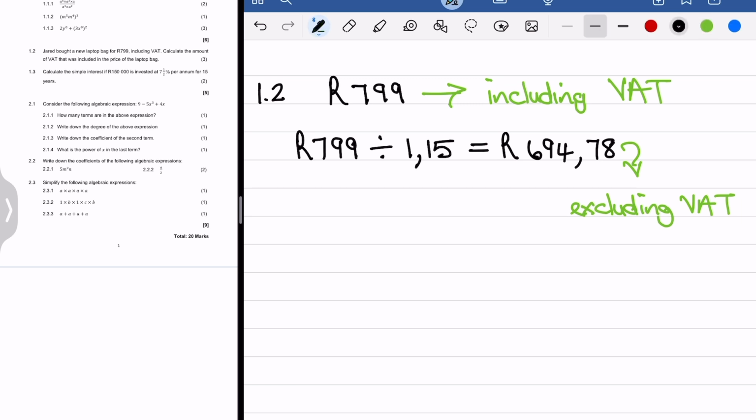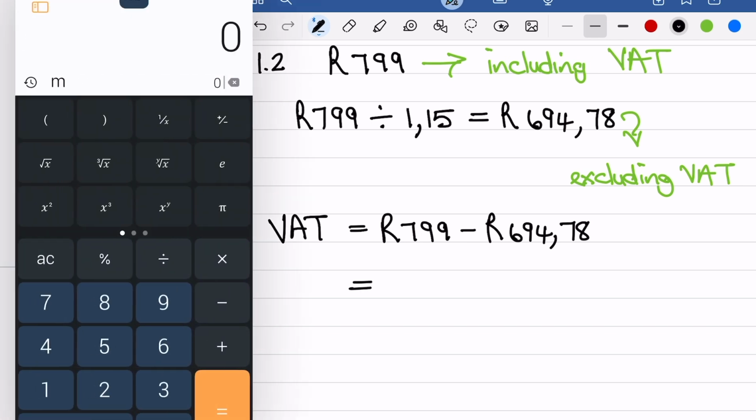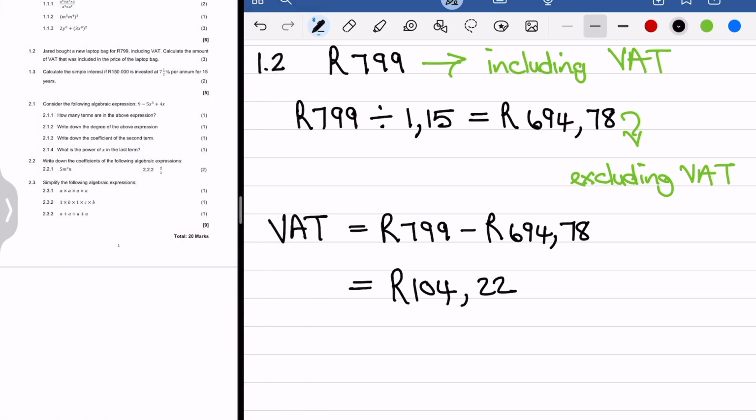So all I need to then do is say my VAT amount is equal to the 799 minus the 694.78 cents, and that gives us 799 minus 694.78, 104 Rand and 22 cents. So that is the VAT.